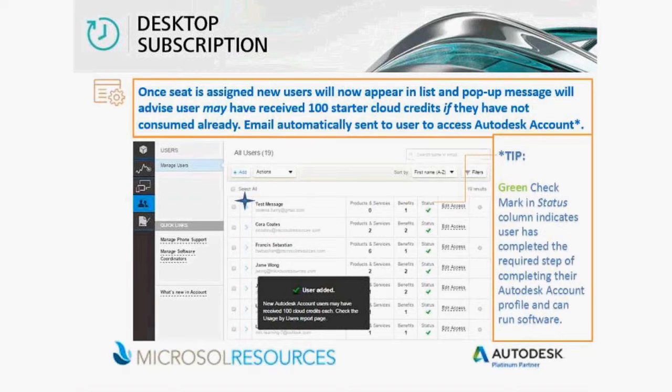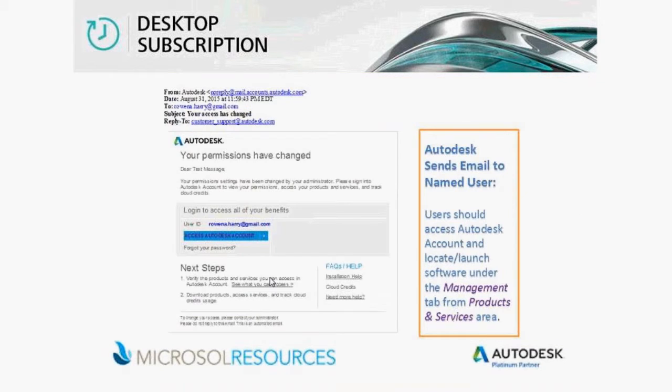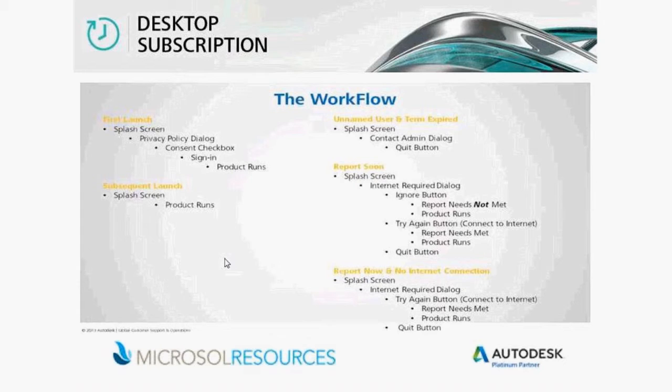Once you're here and you've got this message, this user is practically good to go. This user is going to get an email similar to the one you see on the screen here, and it's going to tell them what their next steps are. It's going to give them this little link to access their Autodesk account, and then they're going to go through the same process that we went through as an administrator, except theirs will be a little different.